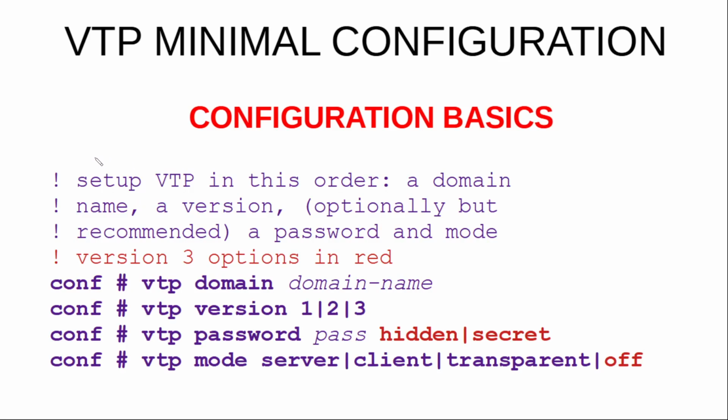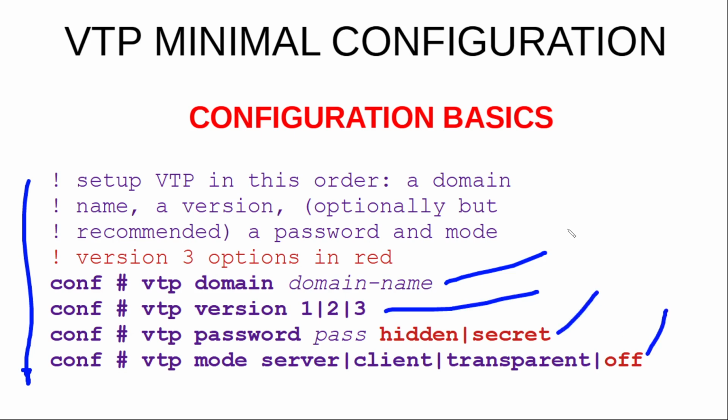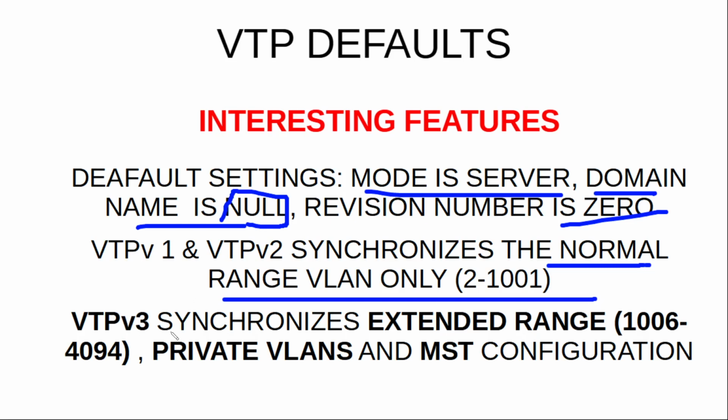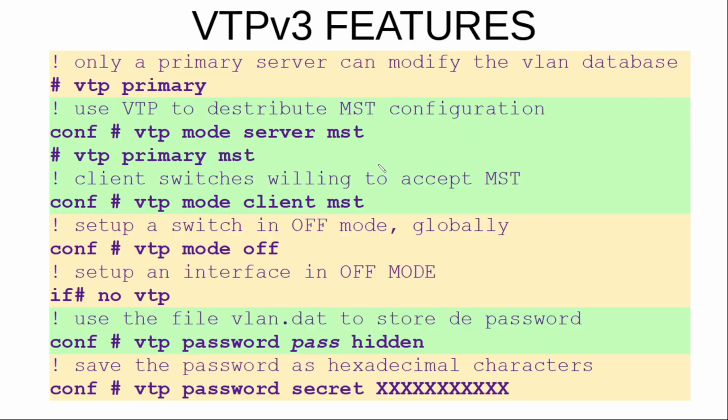Now these are the configuration commands that you will need. First, in this order, you have to configure the domain name, the VTP version, your VTP password, and the switch mode. By default, a switch operates in server mode. It has a domain name set to null and the revision number set to 0. VTP version 1 and 2 work synchronizing only the normal VLAN range, whereas VTP version 3 synchronizes the extended VLAN range, private VLANs, and multiple spanning tree configuration.